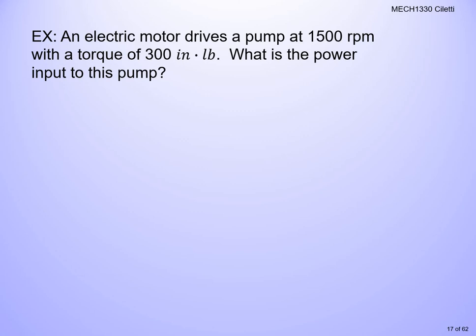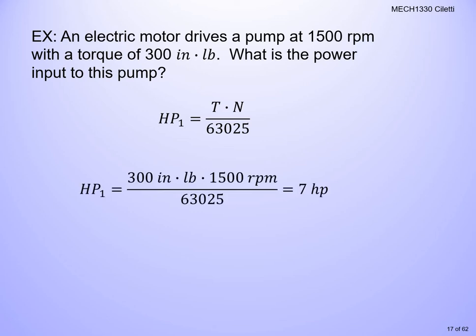We have an electric motor driving a pump at 1,500 RPM with a 300 inch-pound torque. What's the power input to this system? When we're looking for power in this case, we're looking for horsepower. So we can literally substitute right into this equation: 300 times 1,500 divided by 63,025. We're going to get 7 horsepower. So that motor is providing 7 horsepower for this pump to drive at 1,500 RPM.